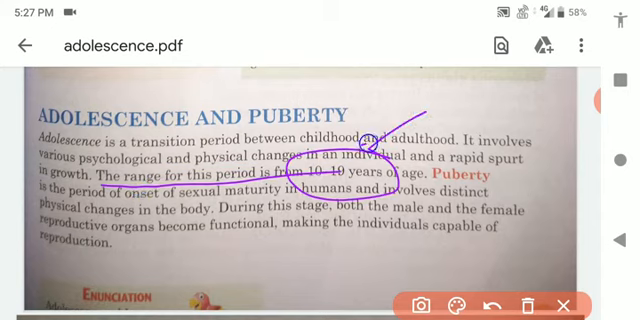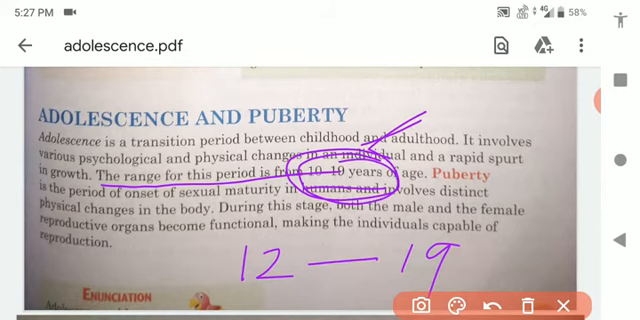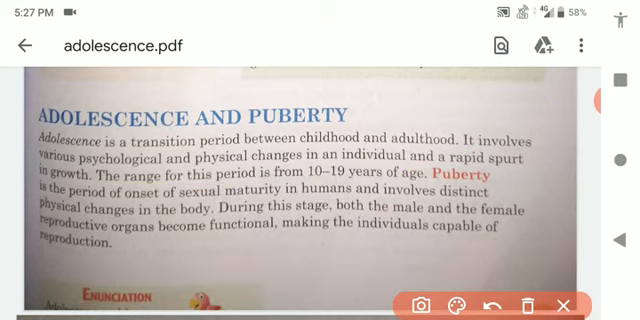Obviously it is given here as 10 to 19. As I have already told you, 13 to 19 is the teenager age. But if it is given here, you should learn this. Whatever is given in the book, you should follow it. 10 to 19. So what is the period of adolescence? It is 10 to 19 years of age.